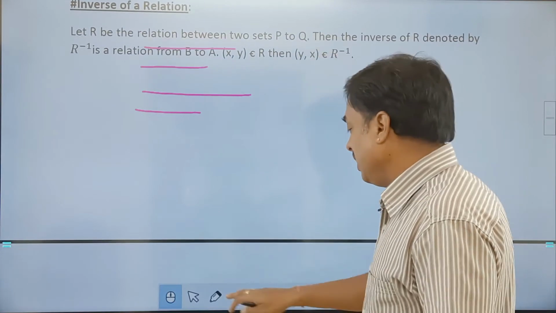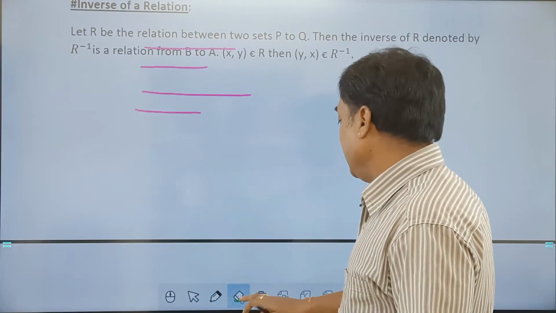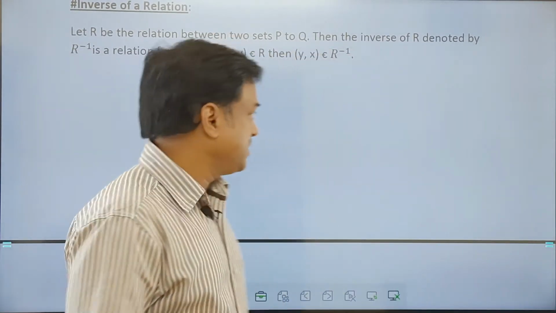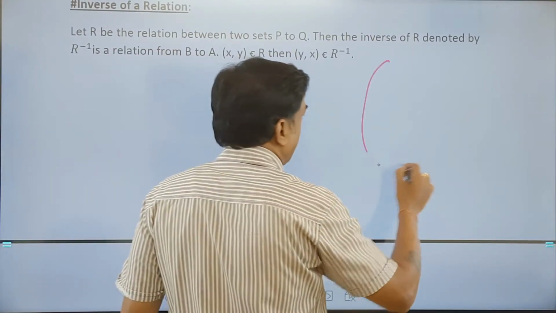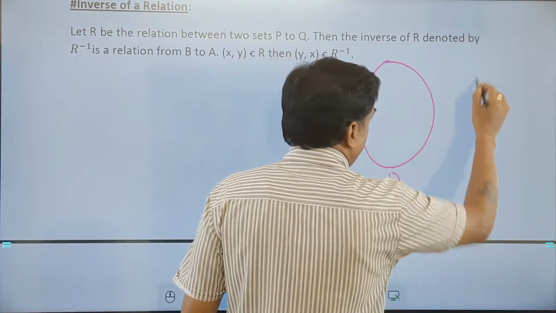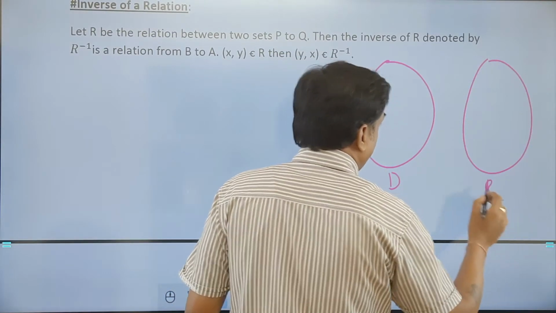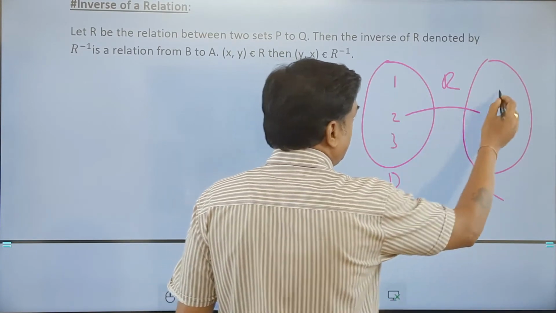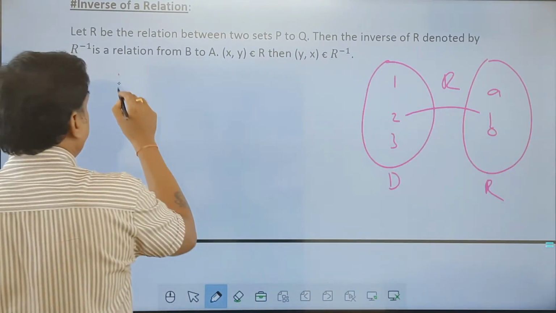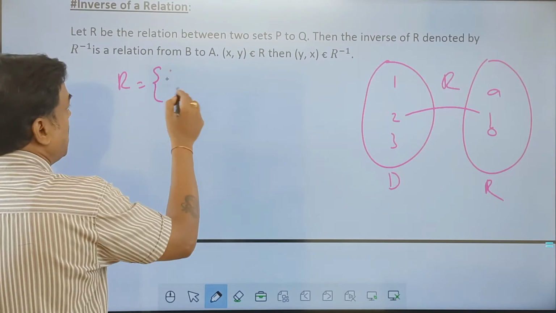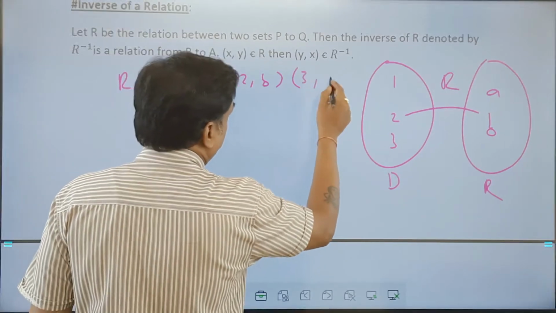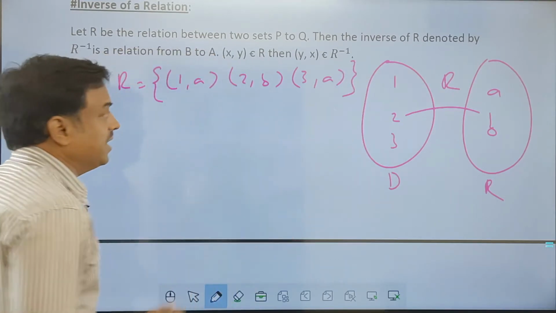Inverse of a relation. What is the inverse of a relation, friends? Inverse of a relation means, suppose I form a relation here first. I'll take an example. I have a domain, I have a range, and between them I am taking a relation. Say 1, 2 and 3, A and B. I formed a relation taking a few ordered pairs: 1, A, 2, B and 3, A again. I got a relation here.